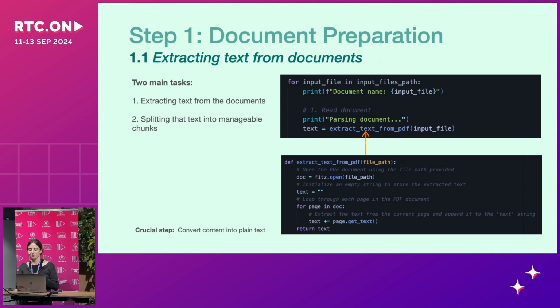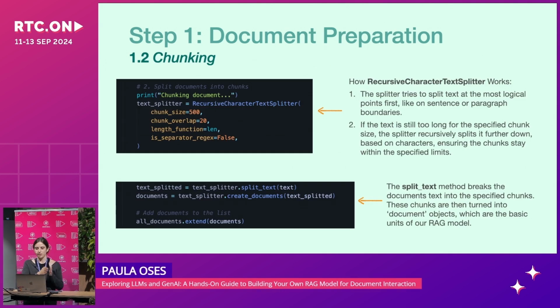First step, and it's very obvious, is going from PDF to text. I created a very simple function that you can see here, which reads the PDF files, extracts the text from them, and then returns the text. Then the next step is to split this text.